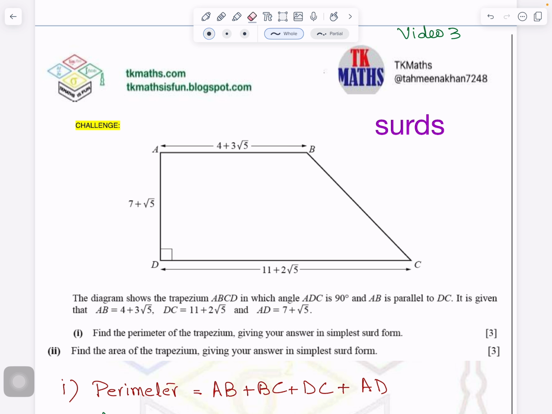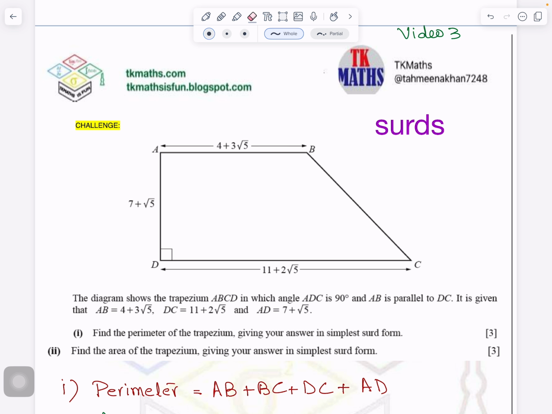In today's video, which is video number 3, we will solve a challenging question. We have learned two concepts so far, addition and subtraction on surds and multiplication and division on surds, right? So based on that, we will solve this word problem. And you also need to recall the concept of Pythagoras theorem in this question. So let's solve it together.